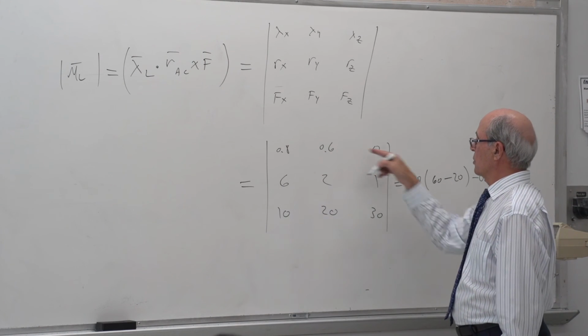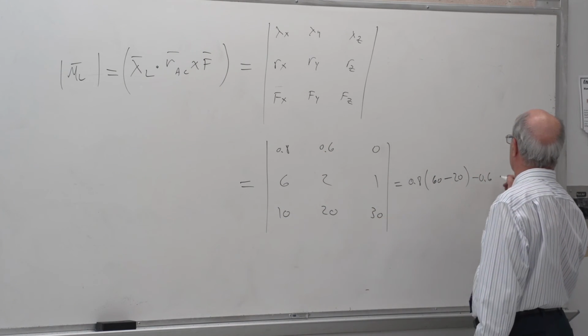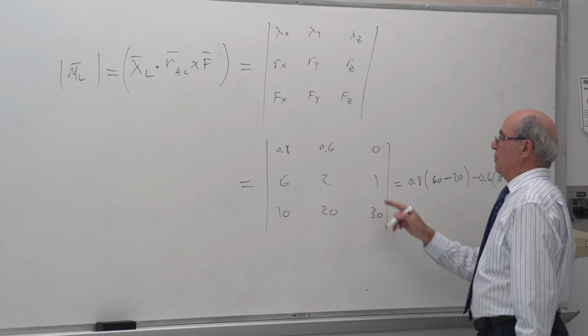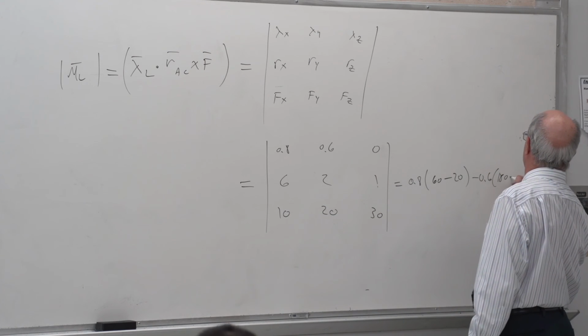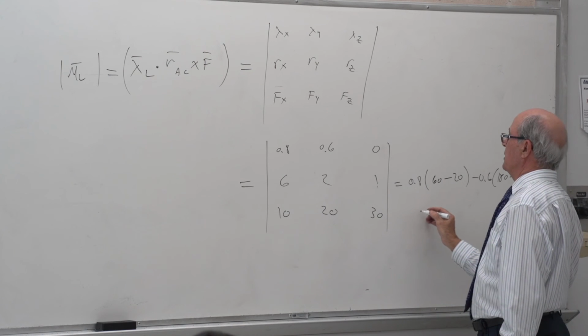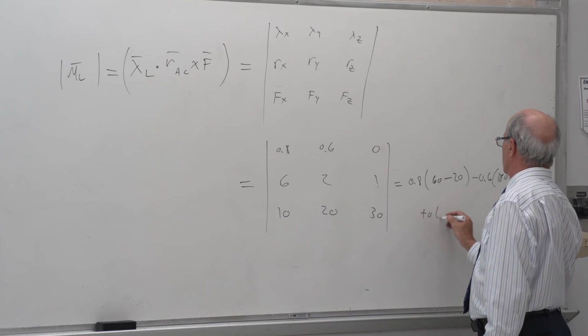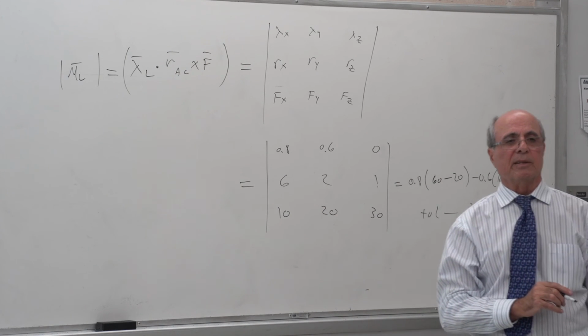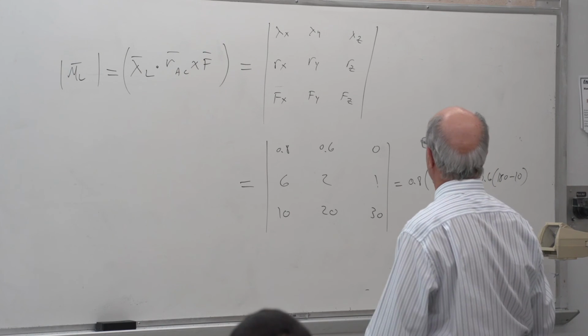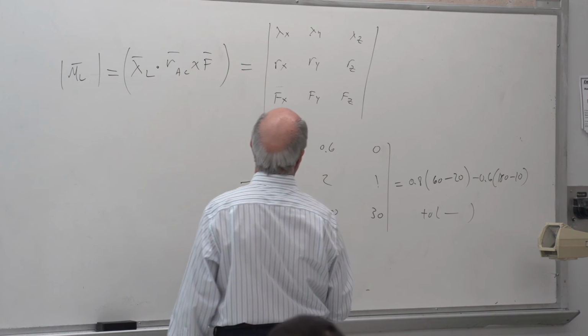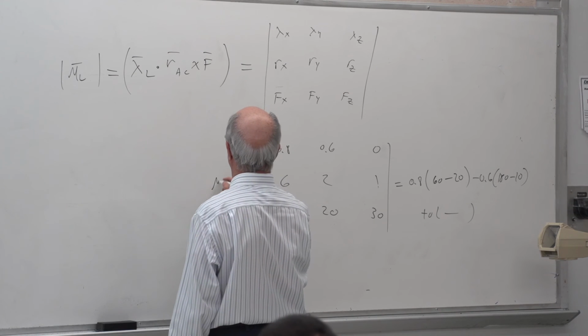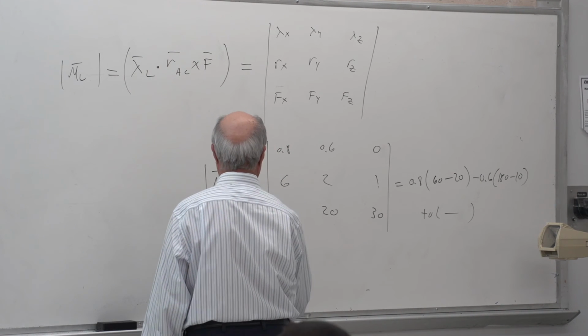And then it becomes minus 0.6, remember, plus, minus, plus. So you cross that, 6 times 30, which is 180, minus 1 times 20, minus 10, and finally plus 0, which is 0, doesn't care. Is that correct or not? Yes, doesn't care. You calculate that number. That number is your magnitude of ML. This is the magnitude of ML.